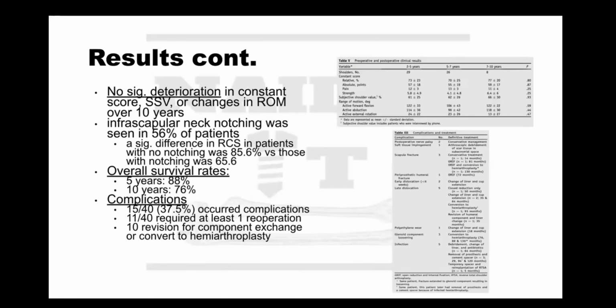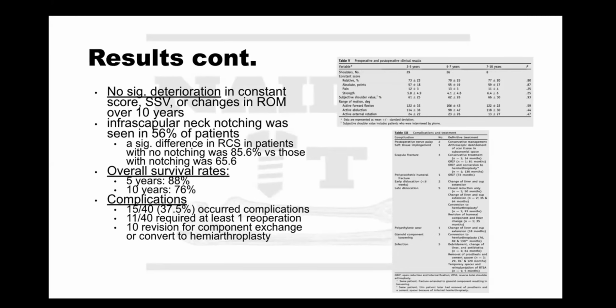So continue to look at the results. It showed no significant deterioration over the time span when they expanded out to 5, 7, and 9 years. No significant deterioration in the Constant score or the subjective shoulder value, and also no significant changes in their range of motion. In terms of inferior scapular neck notching, this was seen in 56 of the patients, and ultimately the patients who did not develop any notching continued to have and provide better outcome scores.